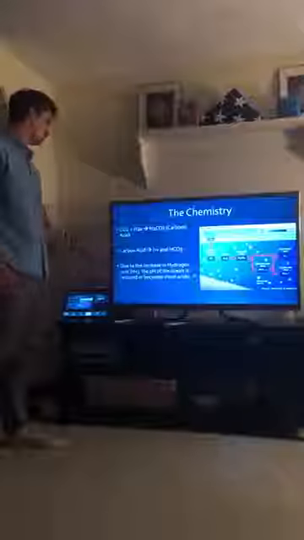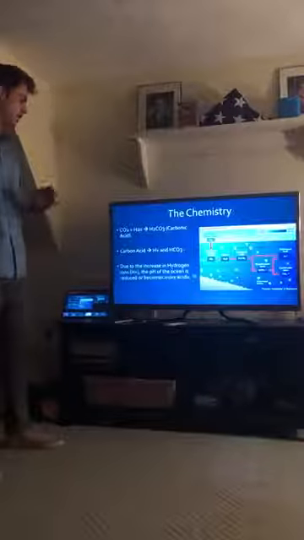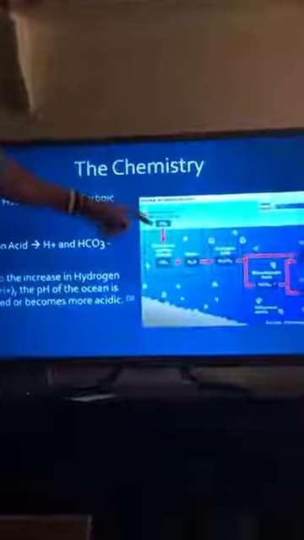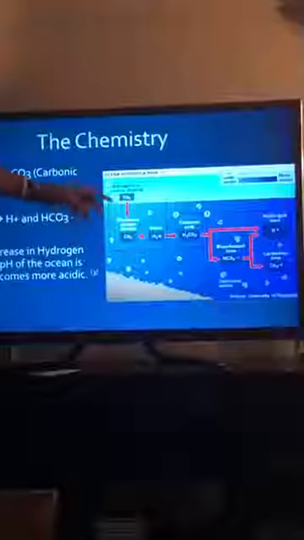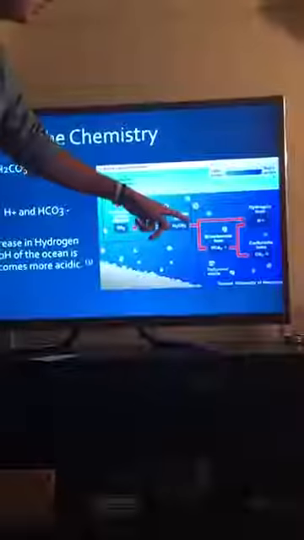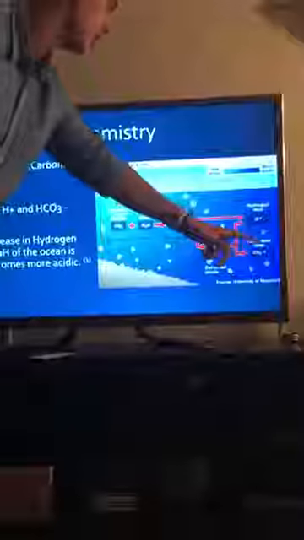So due to the increase in hydrogen ions in the ocean, the pH of the ocean is reduced, becoming more acidic. This diagram on the right shows the same exact thing. The carbon dioxide comes in from the atmosphere, it turns into dissolved carbon dioxide, and it mixes with water, H2O, forming carbonic acid, and that partially dissociates into hydrogen ions and carbonate ions.